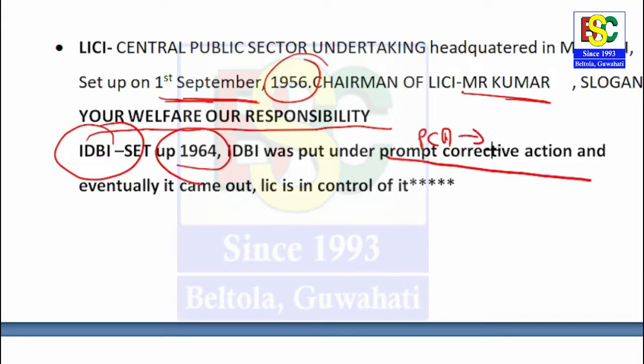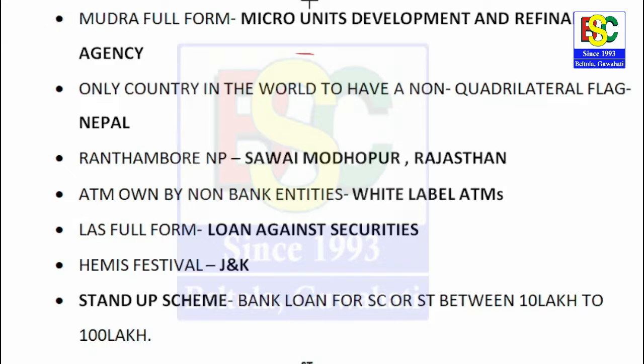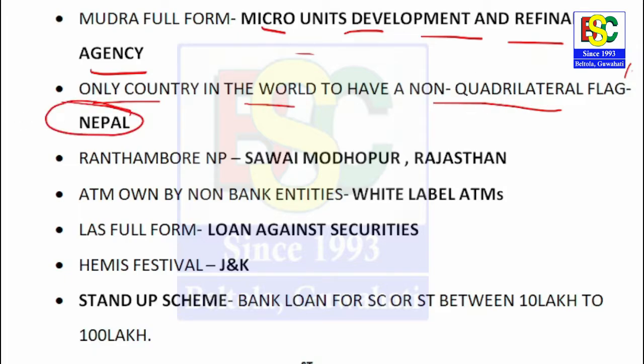Any bank which is not adhering to the banking practices set up by RBI is put under the PCA framework. Next, the full form of Mudra is Micro Units Development and Refinance Agency, which is generally related to small scale industry. Next, the only country in the world to have a non-quadrilateral flag. As we know, Nepal's flag is a little different from other flags, and that is why the answer is Nepal.